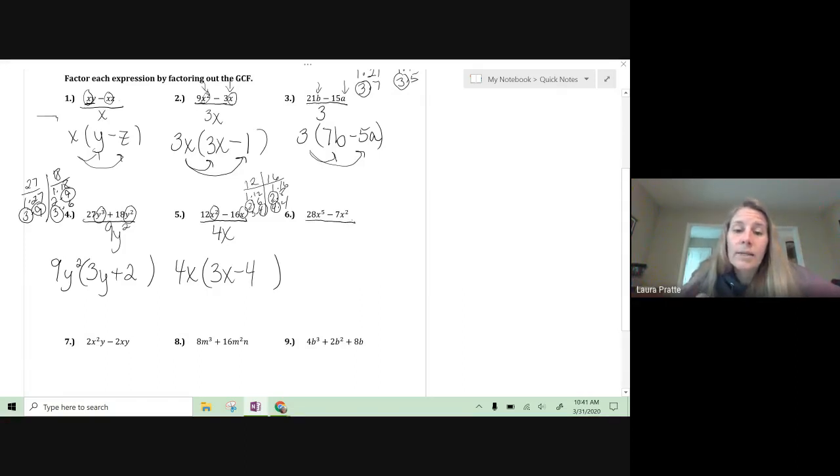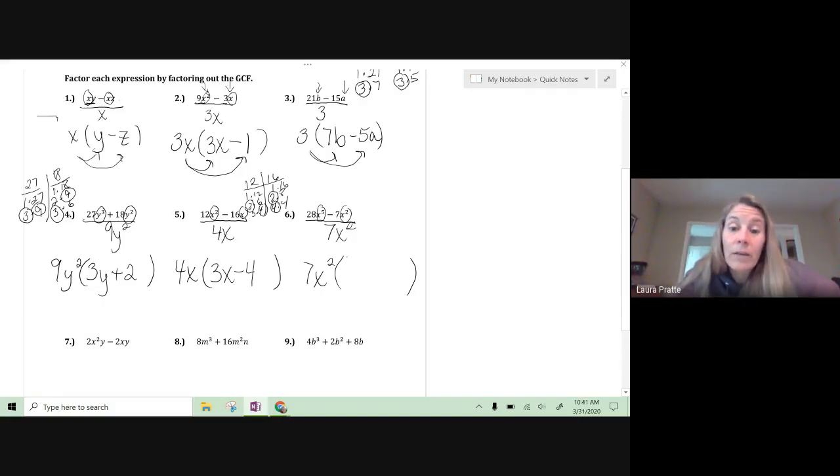For number 6, 28 and 7. Well, the only thing 7 is divisible by is 7. And 28 is also divisible by 7. So that's our GCF for the 2 numbers. And then you have x to the 5th and x squared. So x squared would become part of our GCF. So 7x squared. So now 28x to the 5th power divided by 7x squared.